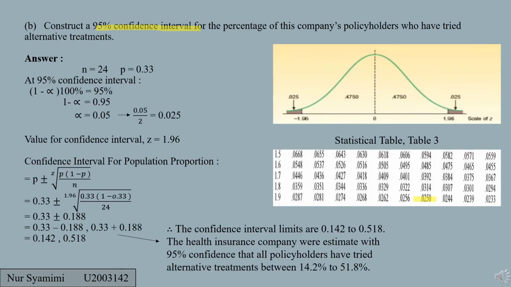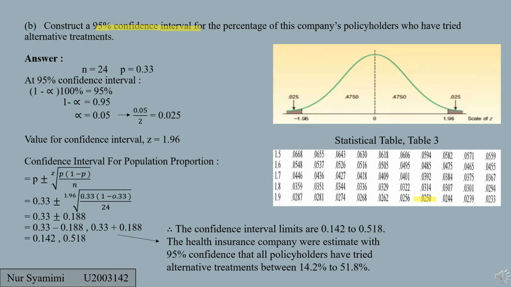5B, construct a 95% confidence interval for the percentage of these company policyholders who have tried alternative treatments. So for the 95% confidence interval, we can calculate like this. 1 minus alpha times 100% equals 95%. 1 minus alpha equals 0.95. And we get alpha equals 0.05. We need to divide alpha by 2 because, as you can see in the graph, we have two sides of tail, which is the right tail and the left tail. So we need to divide alpha by 2. 0.05 divided by 2, we get 0.025.